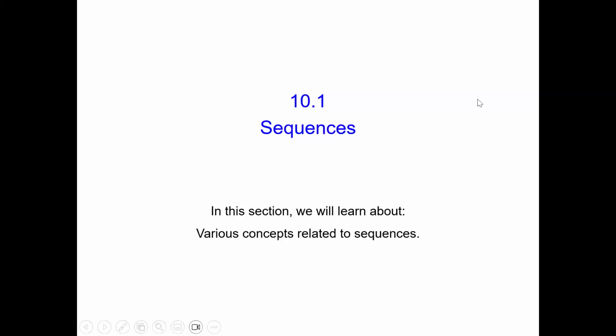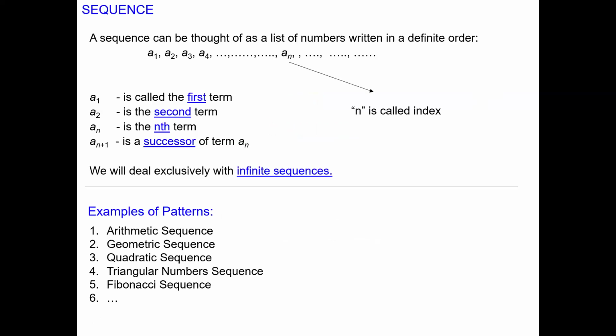Hello. In this session, I will talk about sequences. Let's start with a brief definition of the sequence. We may say that the sequence is basically a list of numbers written in a definite order: a sub 1, a sub 2, a sub 3, and so on. As we can see, first of all, it is a list of numbers.